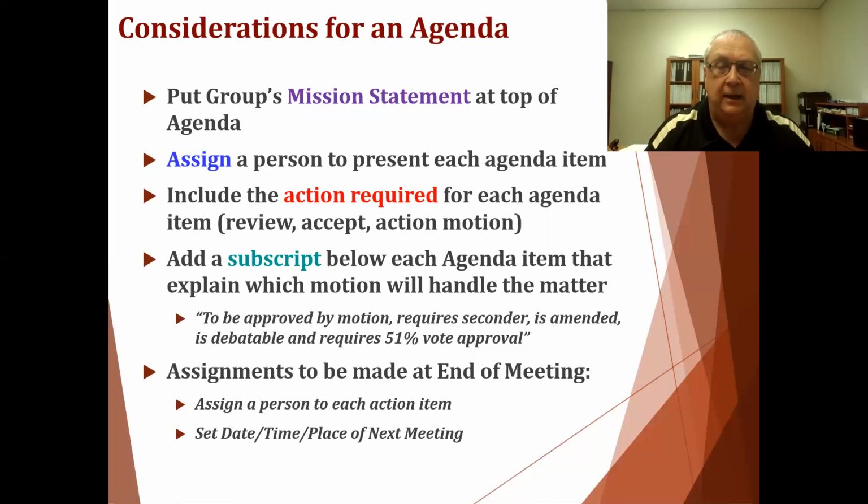Doing this really helps the members of the group to have a shared experience with the presiding officer. And at the end of the meeting, it's really good when there are action items that are established. Maybe we need to have a report come back about the status of our financial statement. It's good to assign a person to each action item which has been established for the meeting, as well as setting the date, time, and place of the next meeting. That becomes part of the minutes of the meeting and helps when we send out the next notice.